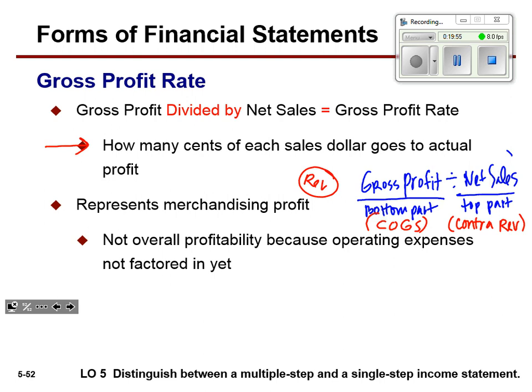What you also need to know about this ratio, though, is that it's not the true picture of overall profitability, because the operating expenses are not factored into this. This is just the upper top portion of the income statement. So it's only looking at revenue minus all the contra revenues, basically. It's not a true picture of overall profitability simply because we haven't tackled the bottom part, in other words, all the expenses. So gross profit divided by net sales.